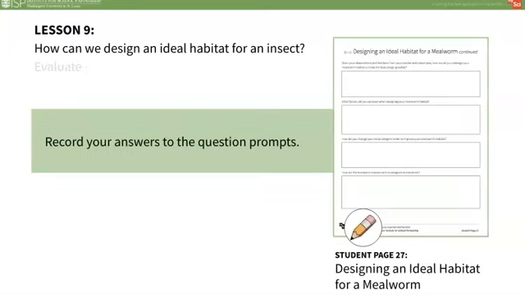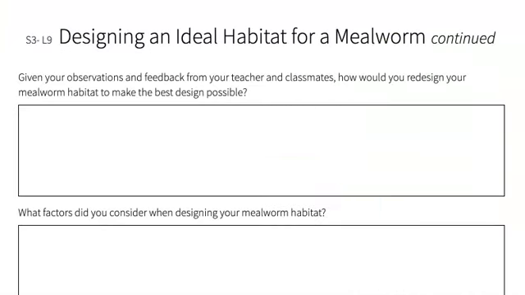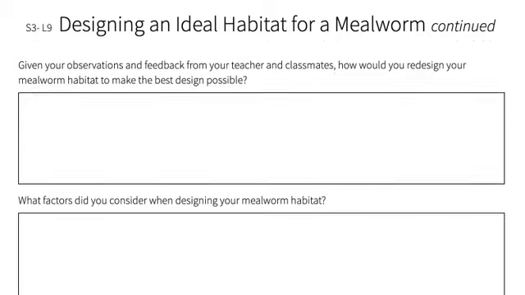In the Evaluate portion of this lesson, students will reflect on the engineering design process and determine if their mealworm habitat was a successful design. Have students record their answers to the prompts on their Designing an Ideal Habitat for a Mealworm sheet. If time allows, students can share out the features of their design habitats that were successful or unsuccessful.